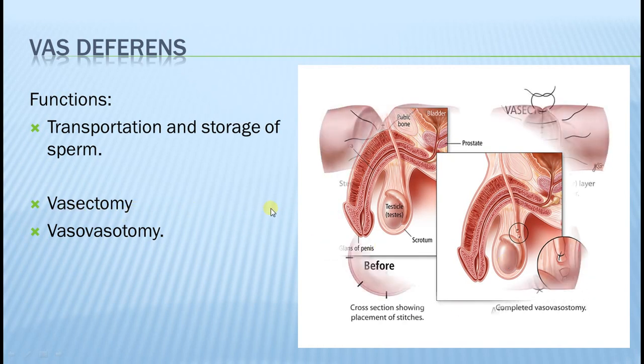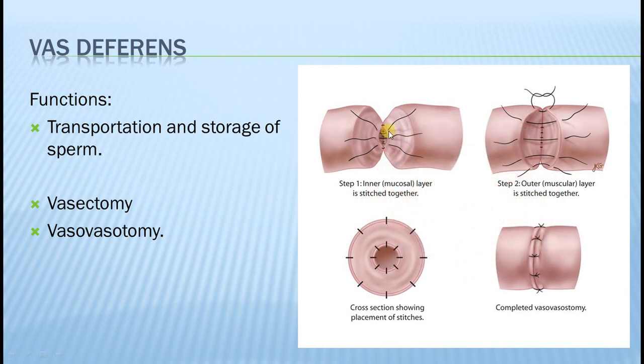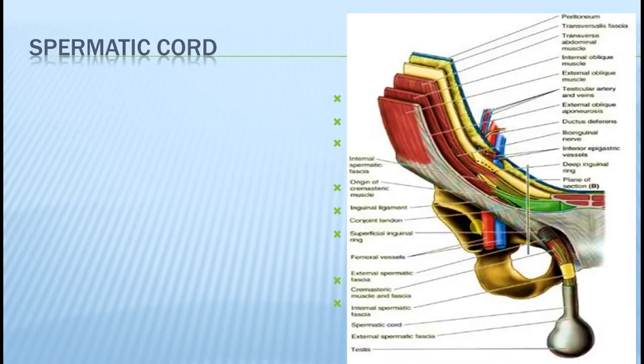The next procedure is vasovasotomy. It is recanalization of the vas deferens. So the cut ends can be sutured back, which is called vasovasotomy. So the vasectomy can be reversed with the vasovasotomy procedure.